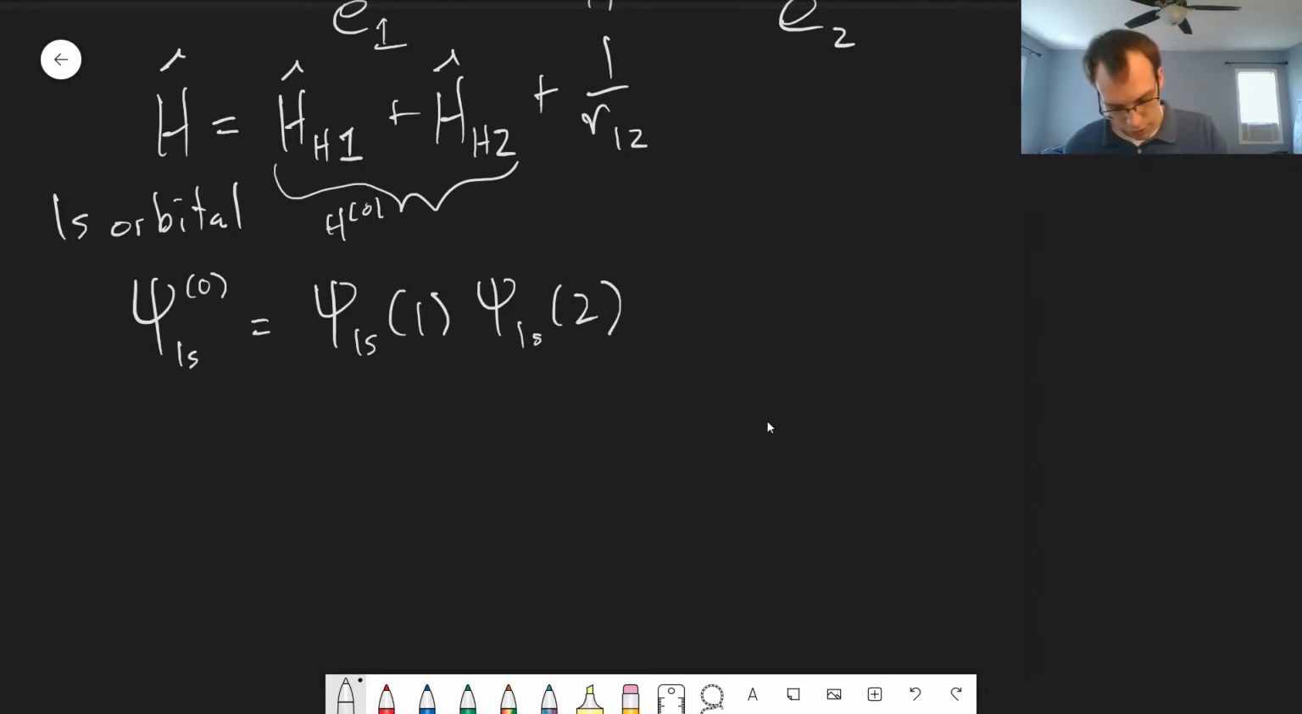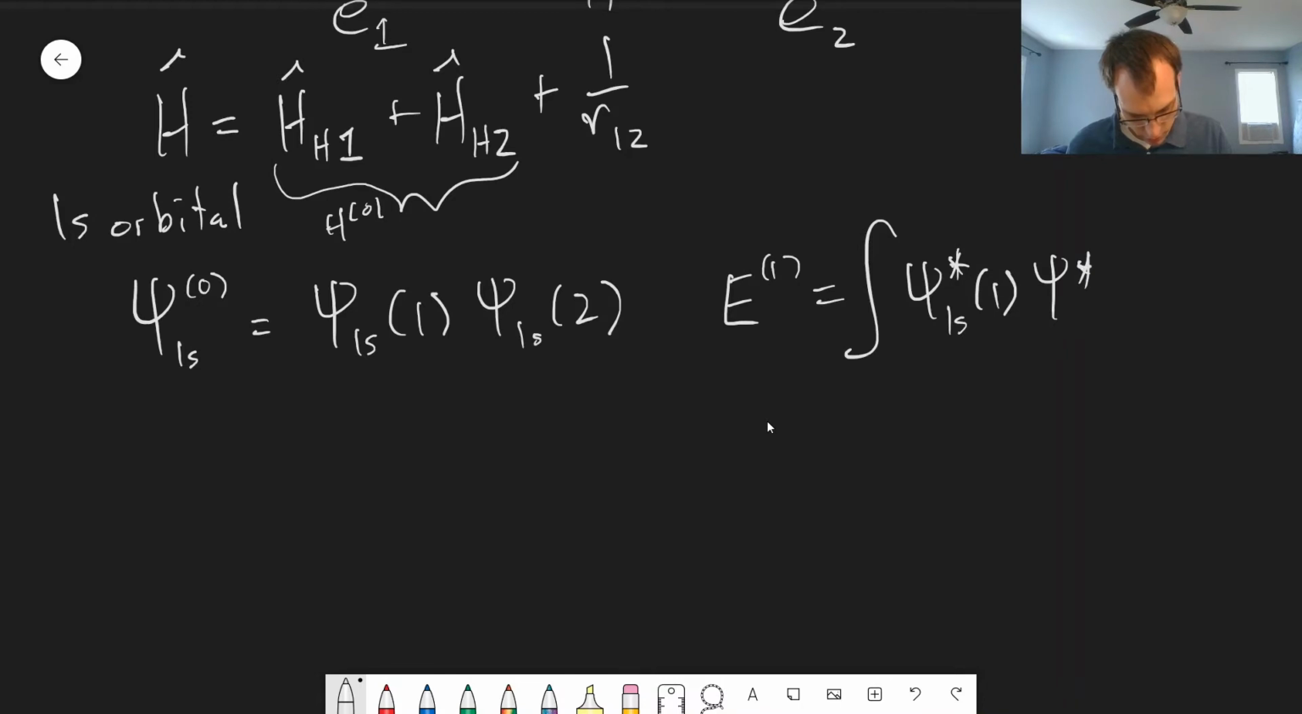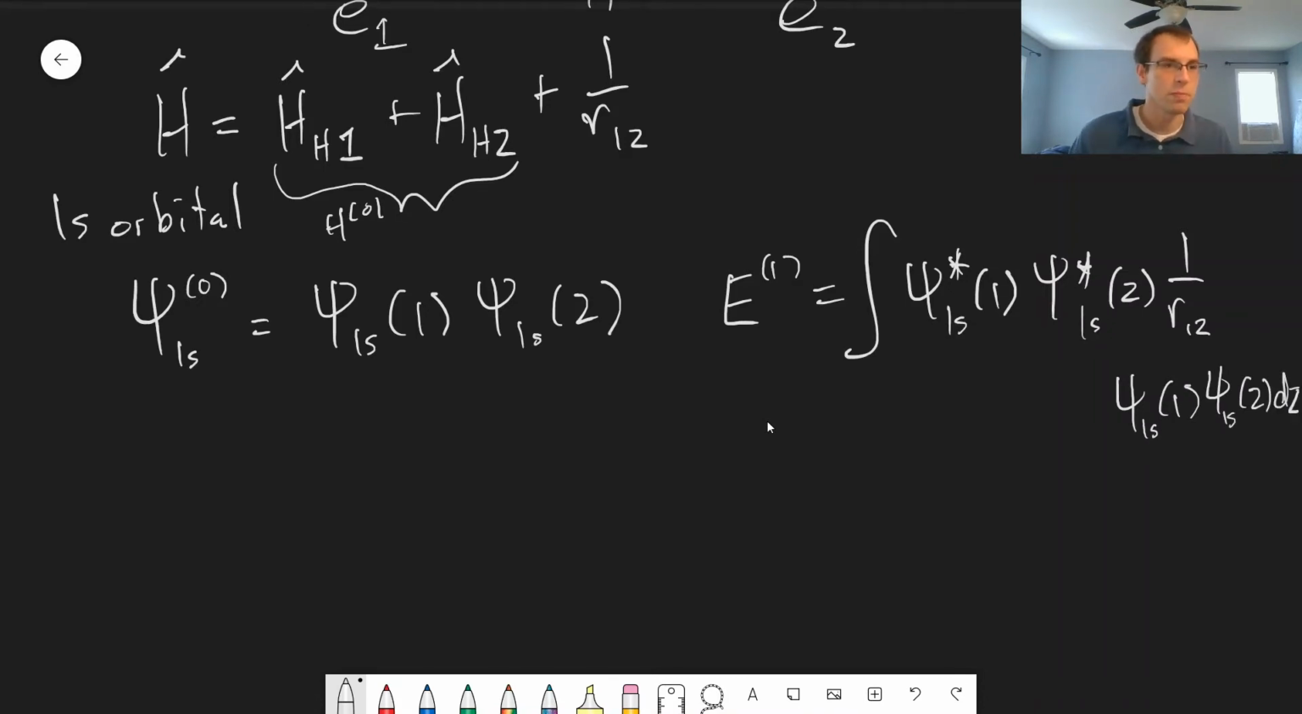All right, and so then our first order energy correction for this would be an integral. This would actually be a triple integral, but I'm just going to write it in shorthand here. We'll have psi star 1s1, psi star 1s2, our perturbation, 1 over R12, and then we have psi 1s1, psi 1s2, d tau. All right, ran out of space there. That's just one long integral. Okay, so we can solve this. This is something that goes in the book. It goes through the example of doing this.